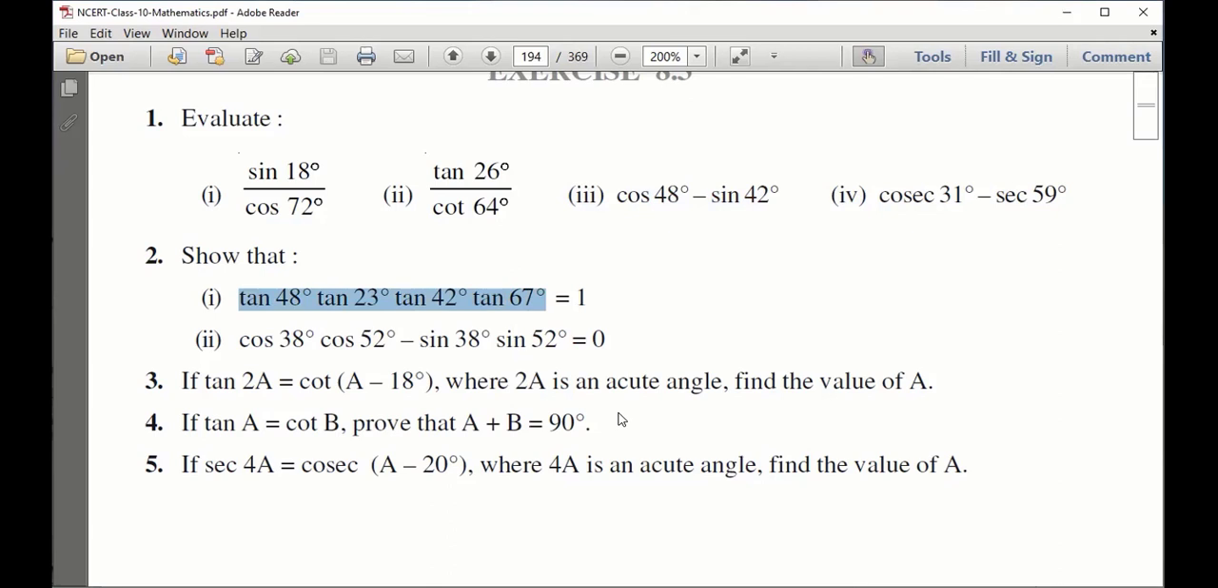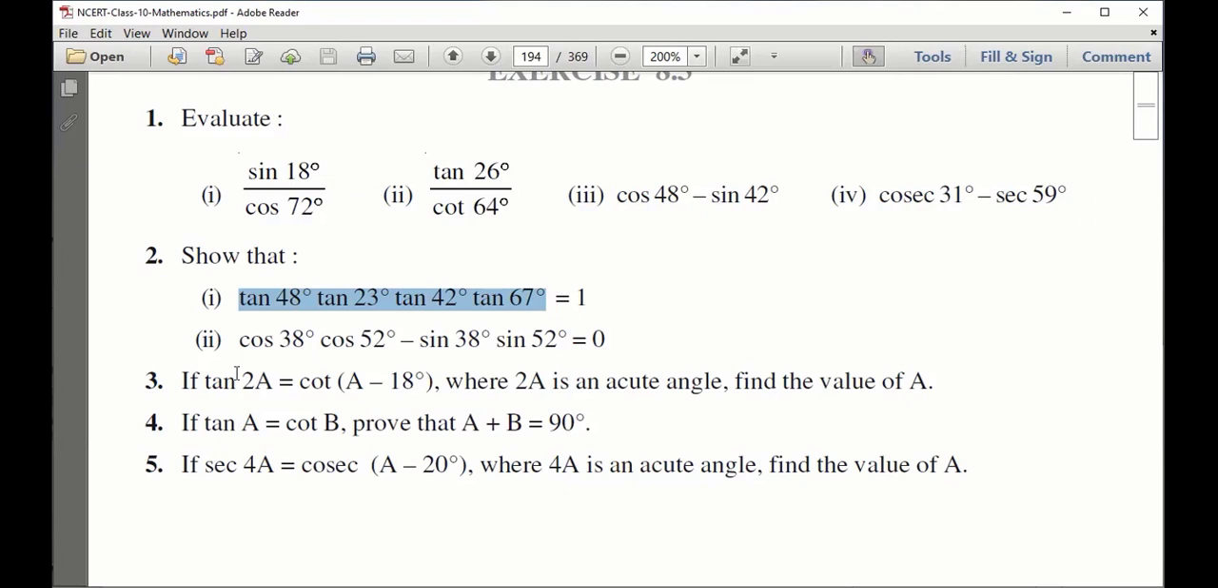Then cot 42 is nothing but 1 by tan 42. So tan 42 and 1 by tan 42 cancel, gone. Similarly, the other one. Yes, sir. Good. Finally, tan 23 becomes cot of 67, and cot 67 and tan 67 are reciprocals. So the answer is 1. Good, Anvi.